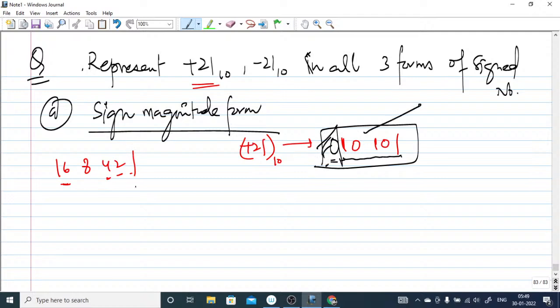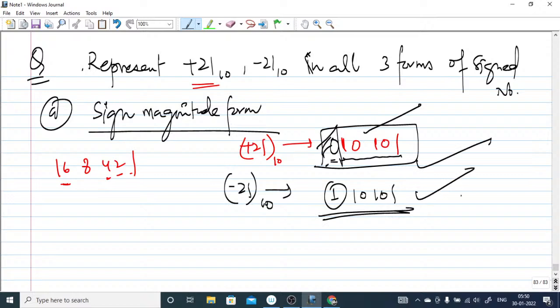And if it is negative, what you have to do is put 1 here. Suppose you are writing minus 21 in sign magnitude form. Find out the binary format of 21 and put 1 here, because the number is negative. So it will be 1 0 1 0 1, but this guy will be 1, it will not be 0. So these are the two representations we can do.